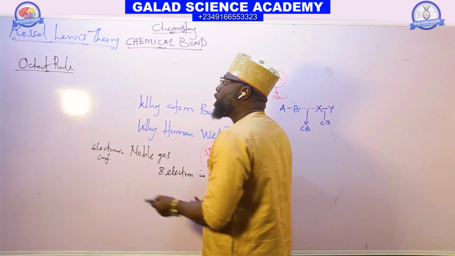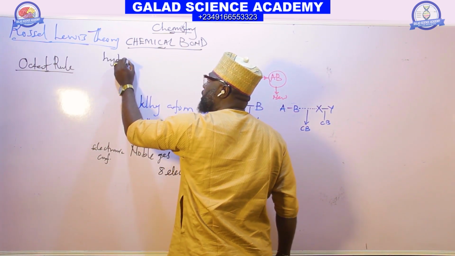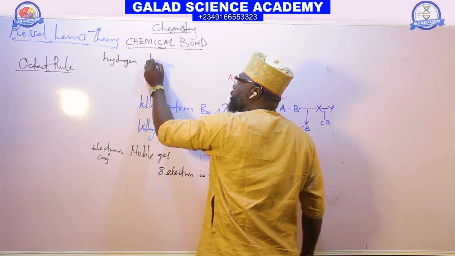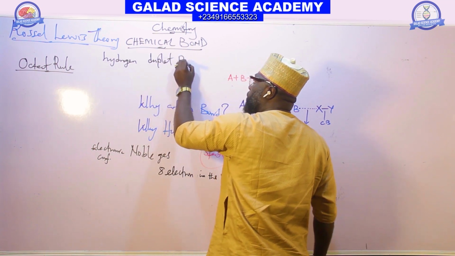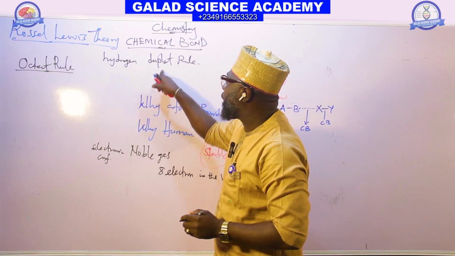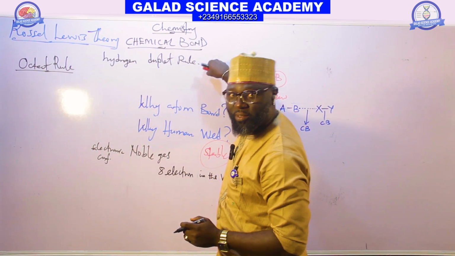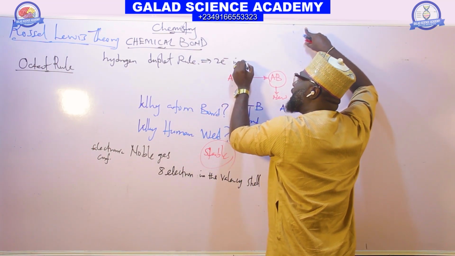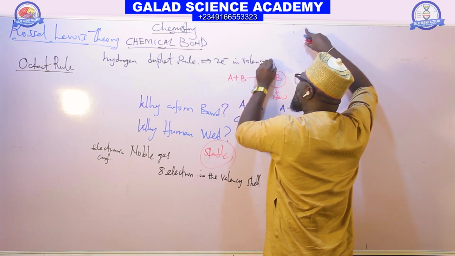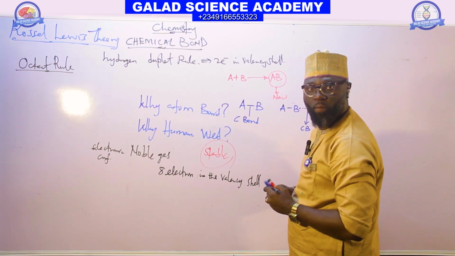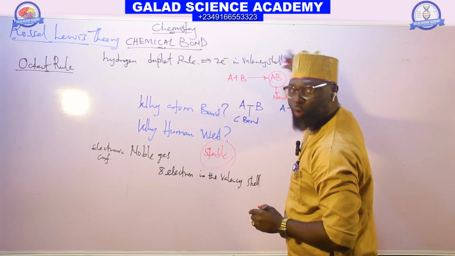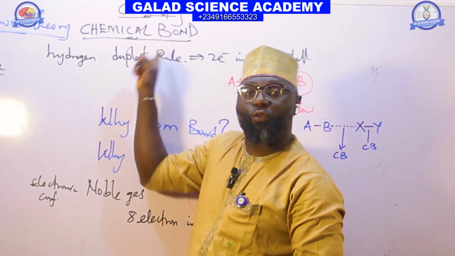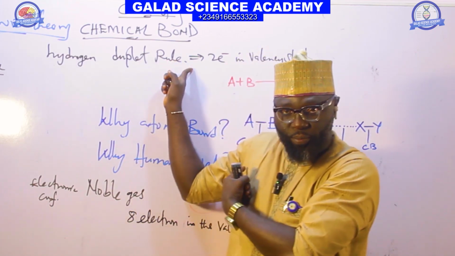With the exception of hydrogen, which undergoes what we call the duplex rule. That is, when hydrogen participates in bonding, it will have two electrons in its valence shell. That's what we call duplex. It will have the configuration of helium.